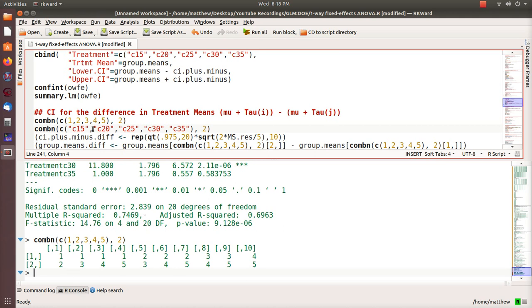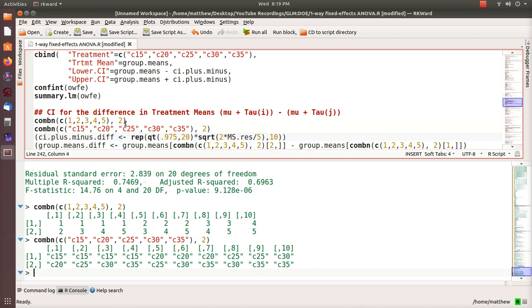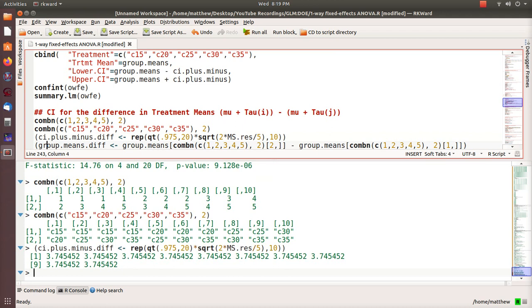And we also do that for the treatment effects, and I do this so we can label it. Now we create the plus-minus part. So this over here, the square root of 2 times the mean squared residual divided by 5, that's the standard error associated with that difference. And really the only difference from what we did before is this 2 is extra. Now here's the t statistic associated with it, so let's calculate that. We rep it 10 times because there are 10 treatment effects.